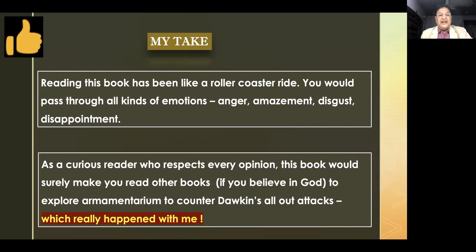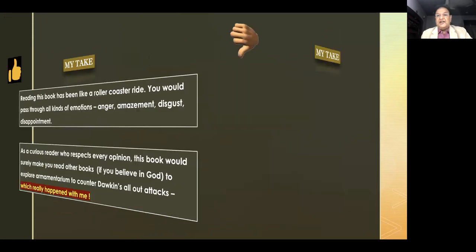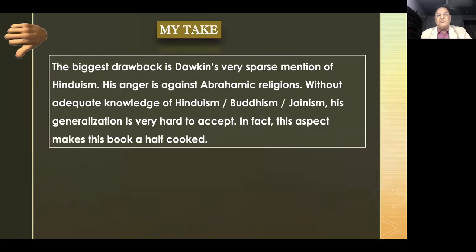So these are my takes about what are the good things. But then, if I have to say where this book actually fails, or has disappointed, or is not very convincing, the biggest drawback is Dawkins' very sparse mention of Hinduism. His anger is against Abrahamic religions without adequate knowledge of Hinduism, Buddhism, or Jainism. His generalization is very hard to accept.